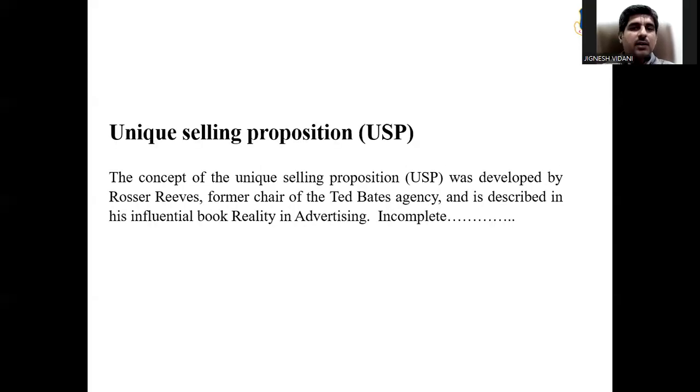USP. The concept of unique selling proposition was developed by Rosser Reeves, former chairman of the Ted Bates agency, and is described in his influential book, Reality in Advertising.